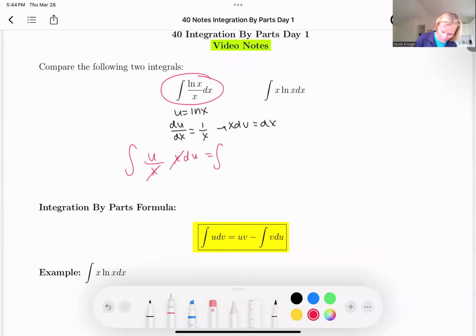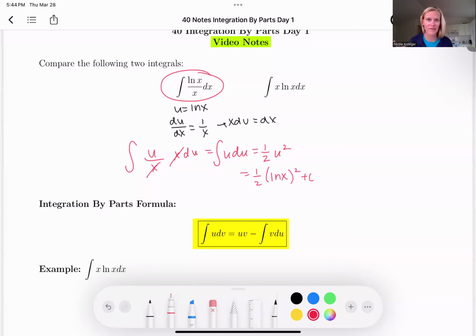The x's cancel out, so we're left with the integral of u du. The integral is totally in terms of u, so this is excellent. We can rewrite this as 1/2 u squared, and then we can replace the u, and so this is pretty straightforward. We get 1/2 ln of x quantity squared plus c. Okay, so that's easy peasy for the first one.